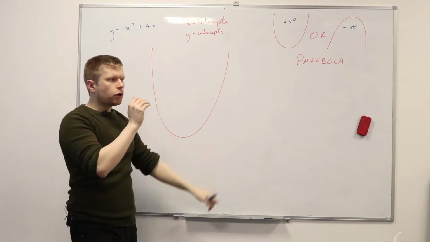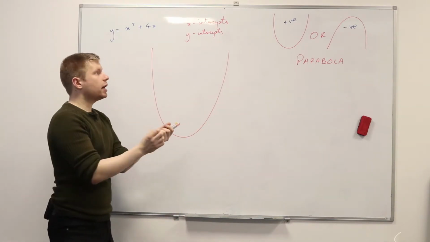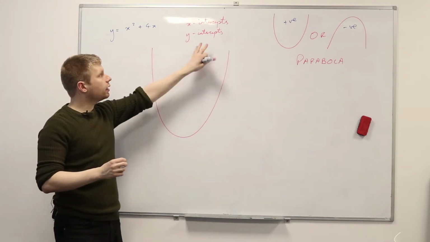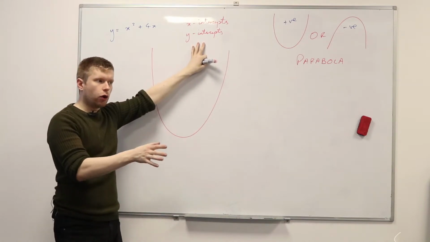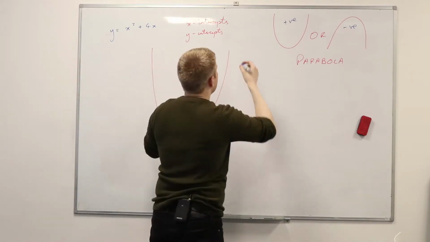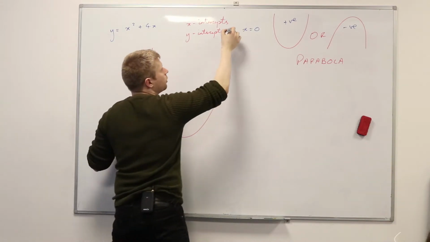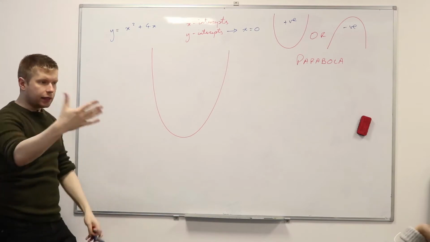Okay, so what we're looking for, the y-intercept, is the point at which the graph crosses the y-axis, okay? Now, what is the equation of the y-axis? X equals 0. Oh, yeah, right. So you replace x with 0. Absolutely. So to find the y-intercepts, we always set x to be 0. And that's the reason why.